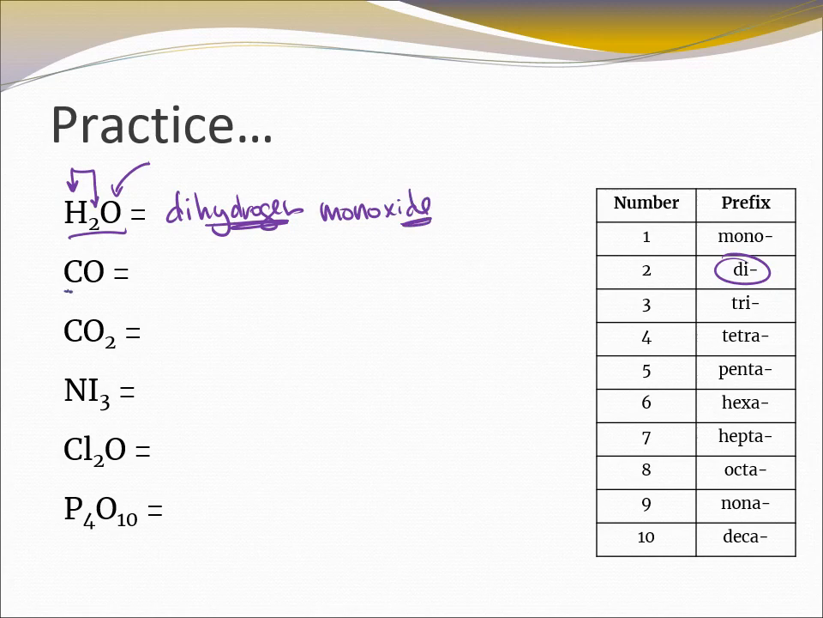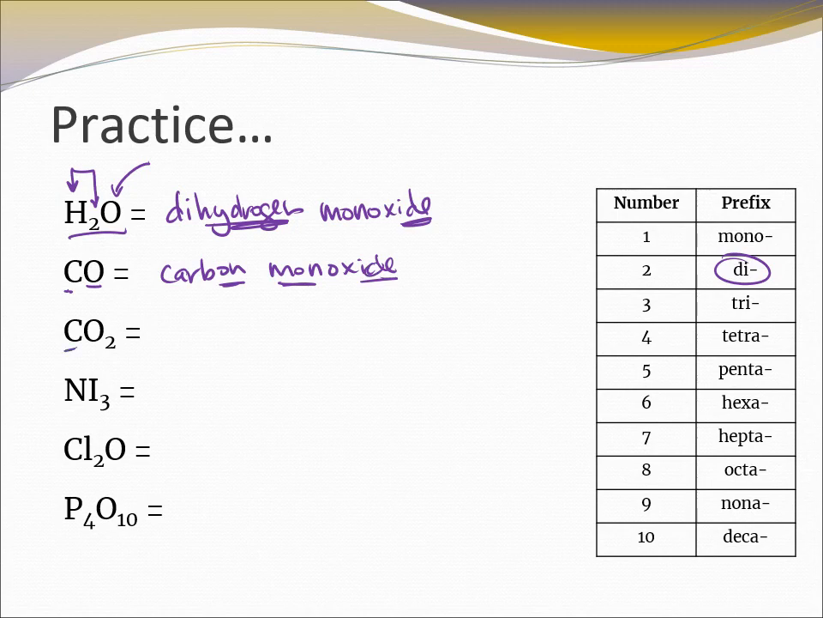Next one, only 1 carbon, doesn't need a prefix since it's the first one, so it's going to be just carbon. We don't change the end of the first element's name. Oxygen, there's only 1, but since it's second, we do need a prefix. It's going to be monoxide, mono for 1, ide at the end because it's the second element.